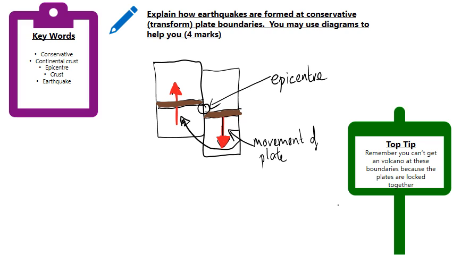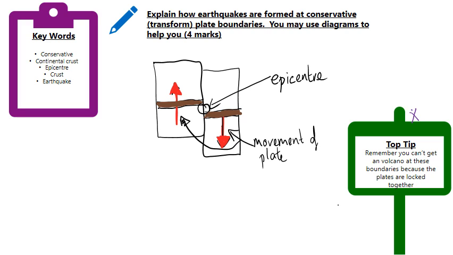Okay, so one of the types of plate boundary that you might be asked about is a transform plate boundary or conservative plate boundary, and much in the same way as the others, you'll perhaps be asked either to explain how the process works, or whether you get volcanoes or earthquakes at these boundaries. Now, this is at this boundary, as it says with the top tip.